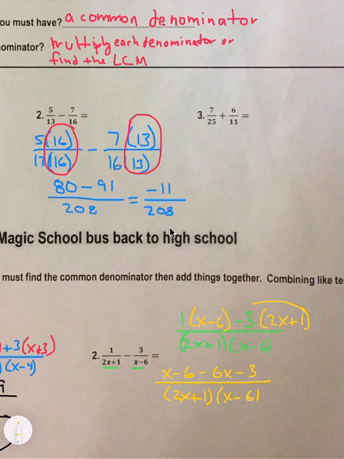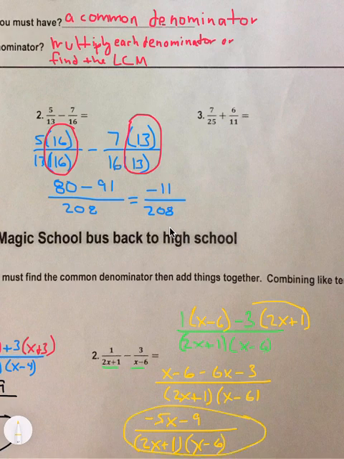So now we just combine like terms. So we end up with negative 5x minus 9 over this whole denominator, 2x plus 1 times x minus 6. And that's our final answer.